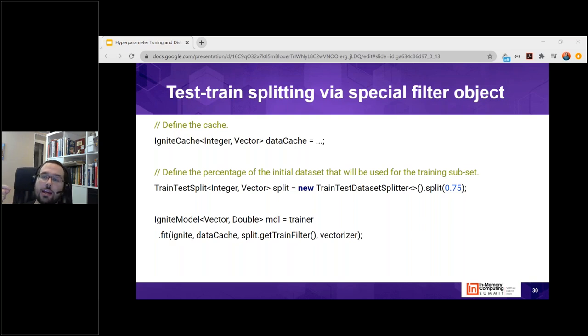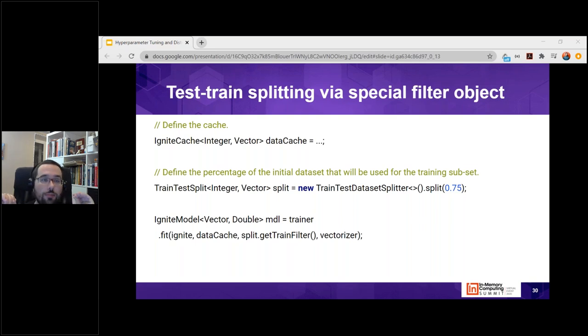This technique, like a train-test split, is supported in Apache Ignite ML 2, but it's not a real splitting of the data set or caches. This is a special filter which filters the data stored in a cache into two parts. It's like a logical predicate, performed according to particular conditions. You could define them or use pre-built ones. In reality, there is no data transfer or network shuffle during this splitting. It's only a logical filter which will be lazily evaluated during the evaluation phase or training phase, etc.